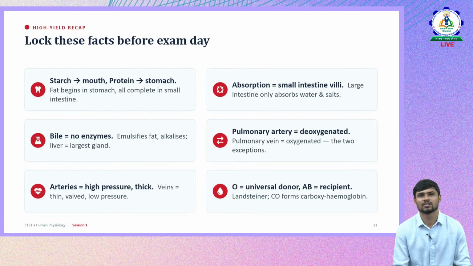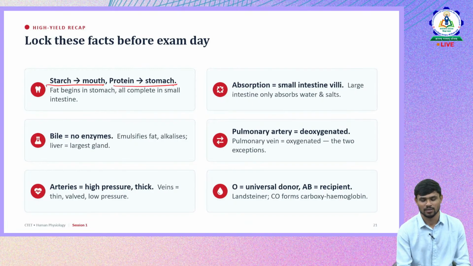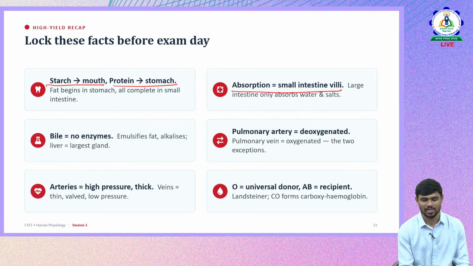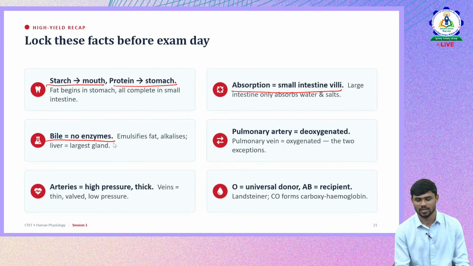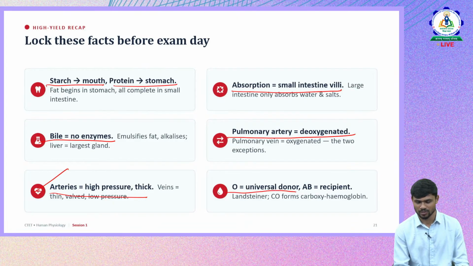So these are a few facts you should remember, which are continuously and repeatedly tested in most of the CTET years. Starch in the mouth, protein in the stomach. Starch starts getting digested in the mouth, whereas protein in the stomach. Absorption happens in the intestine, the small intestine villi. Bile juice is not an enzyme. Pulmonary artery carries deoxygenated blood, and pulmonary vein carries oxygenated blood. Arteries have high pressure and are thick. Universal donor is O, and AB is the universal recipient.